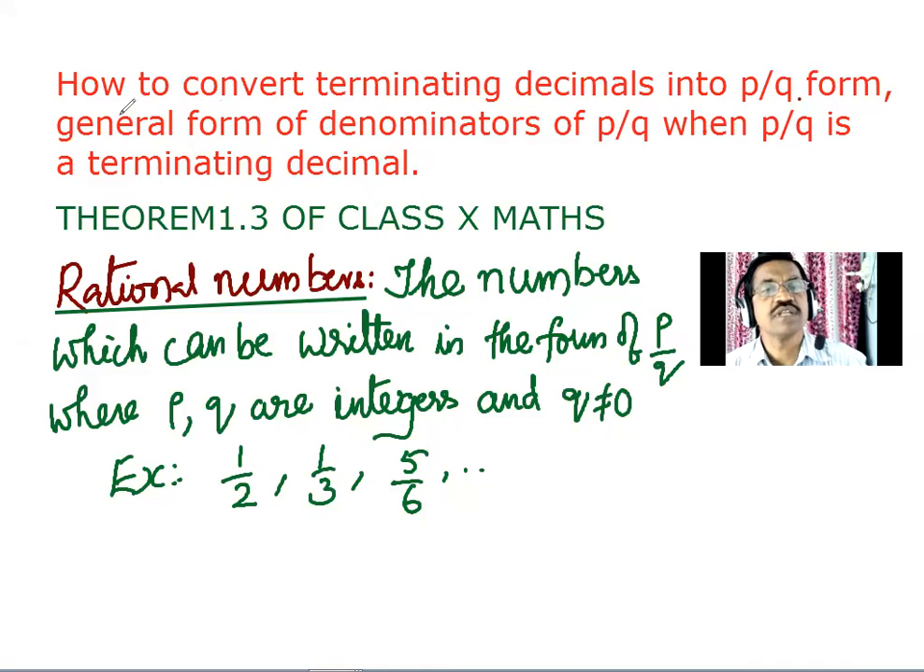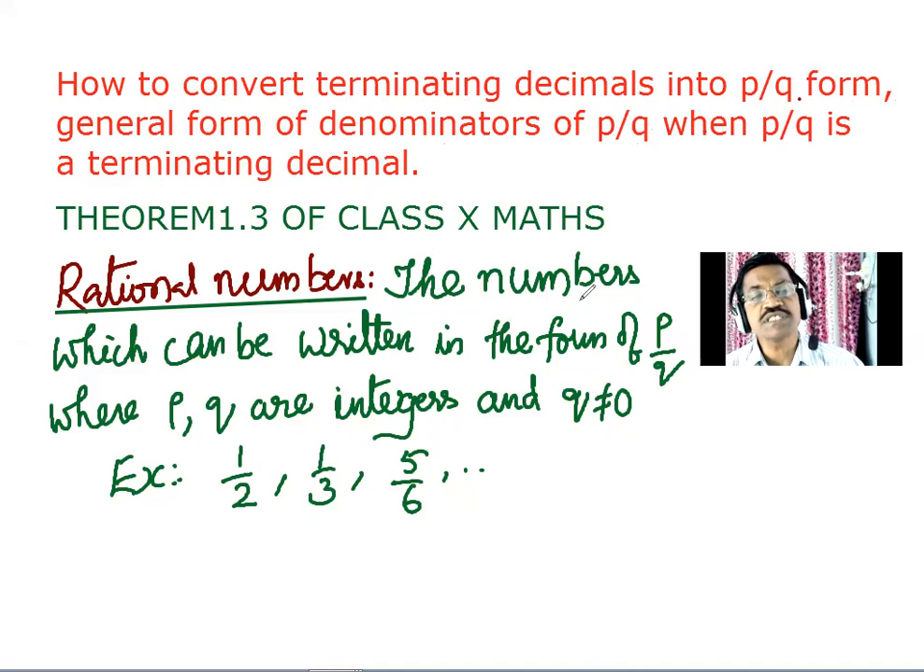In this class, we learn how to convert terminating decimals into p by q form and the general form of denominators of p by q when p by q is a terminating decimal. What is p by q? P by q form is nothing but rational numbers.